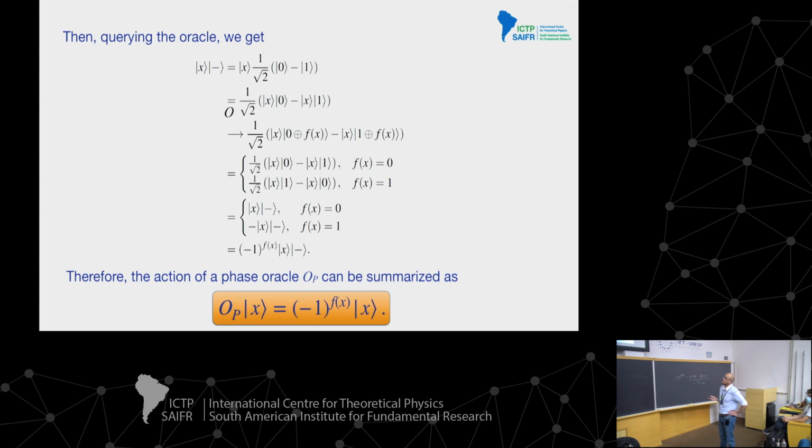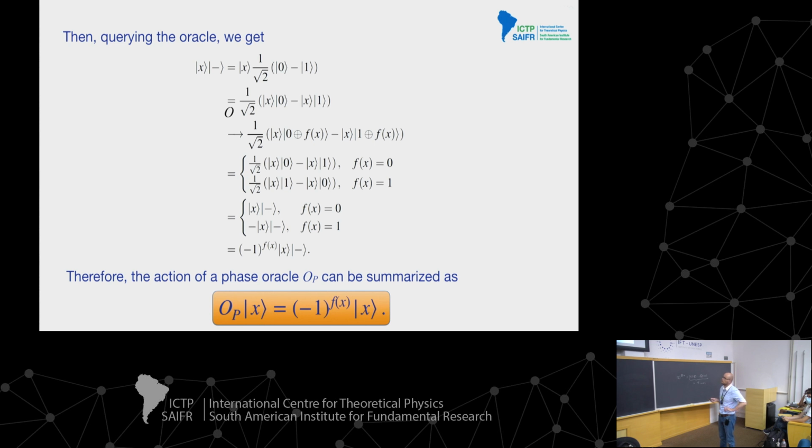Then we find 0 XOR 0 is 0, and 1 XOR 0 is 1. And in the other case, if f of x is 1, we get 0 XOR 1 is 1, and 1 XOR 1 is 0. Observe that these states are similar, except for a minus sign here, okay?